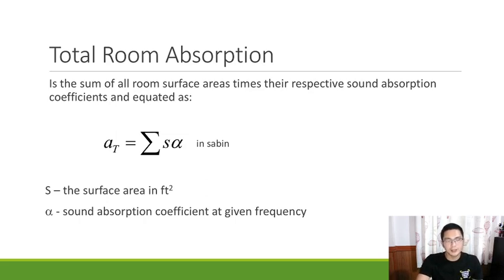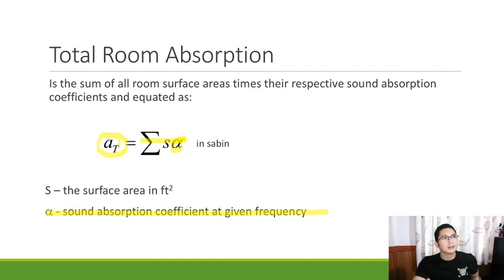And the formula is very simple. Total room absorption, that is just equal to the summation of the surfaces times alpha. Where alpha is the sound absorption coefficient at a given frequency. So, yung surface area, ayun naman, self-explanatory naman na yun.